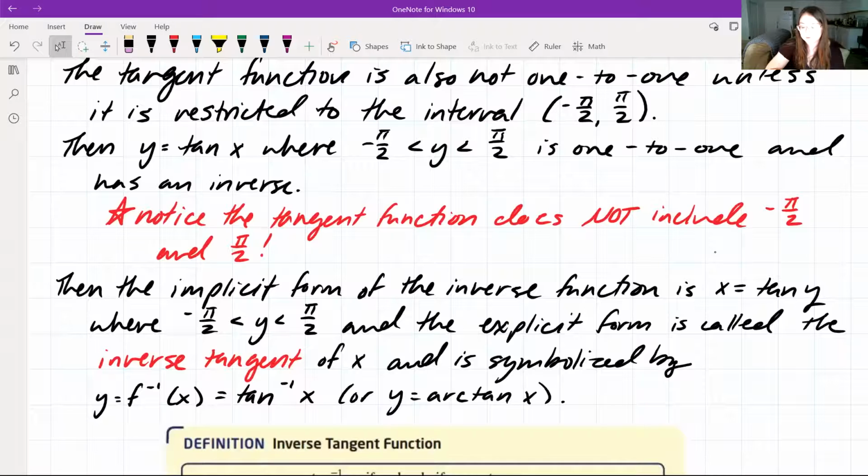And the explicit form is then called the inverse tangent of x and is symbolized by y is equal to f inverse of x, which is equal to tangent inverse of x, which we can also call arctangent of x. Once again, we'll most often see tangent inverse of x instead of these arctangents or arccosines, arcsines. But if you do see it, just know they're the same thing.